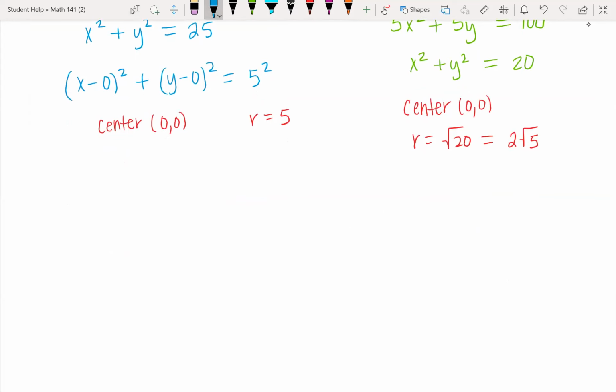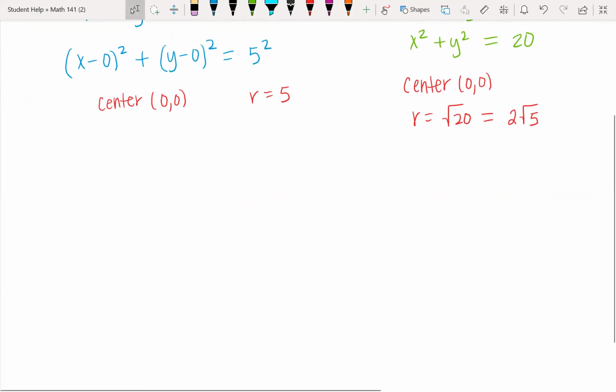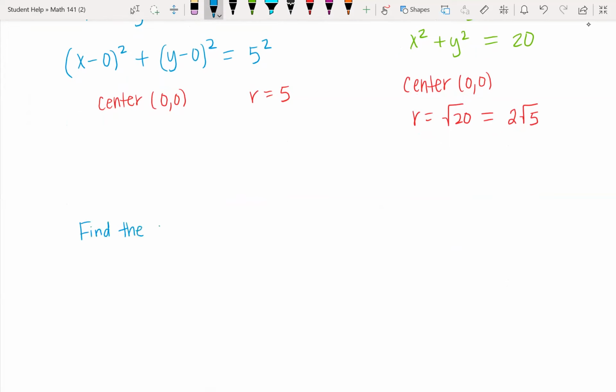Now, the standard form that we usually find circles looks a little more complicated than that. Actually, all conic sections for that matter. So let's do this example. Let's find the center and the radius of x squared plus y squared plus 2x minus 6y is equal to negative 6.